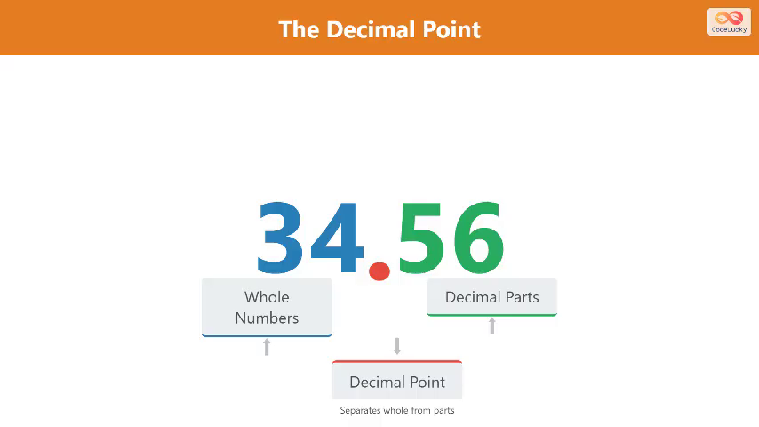Let's look closer at the star of the show, the decimal point. Its job is very specific. It acts as a separator. It clearly separates the whole number part from the fractional part. In the number 34.56, the dot tells you that 34 is the whole amount, and 56 represents a piece of another whole.